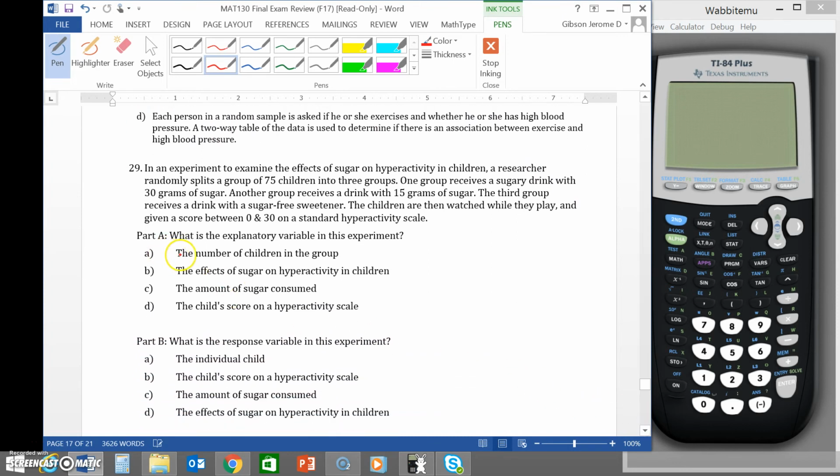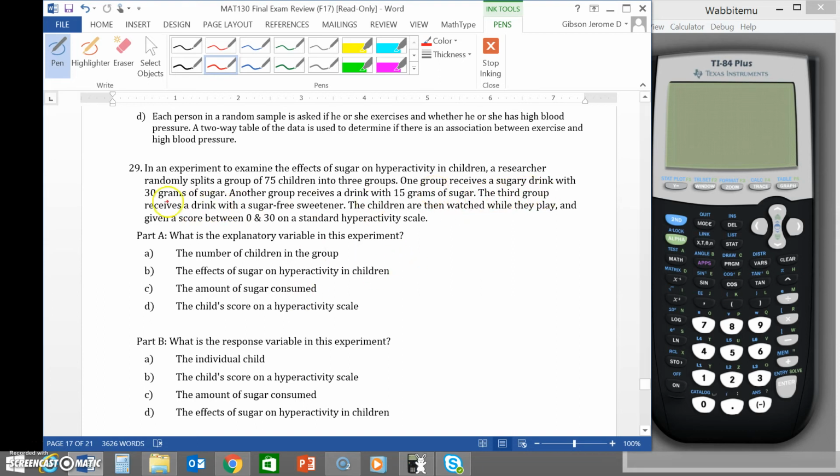Okay, now problem 29 here is actually problem 32 from your review packet that I had you cross out and put 29 in its place. So let's go through this. It says in an experiment to examine the effects of sugar on hyperactivity in children, a researcher randomly splits a group of 75 children into 3 groups.